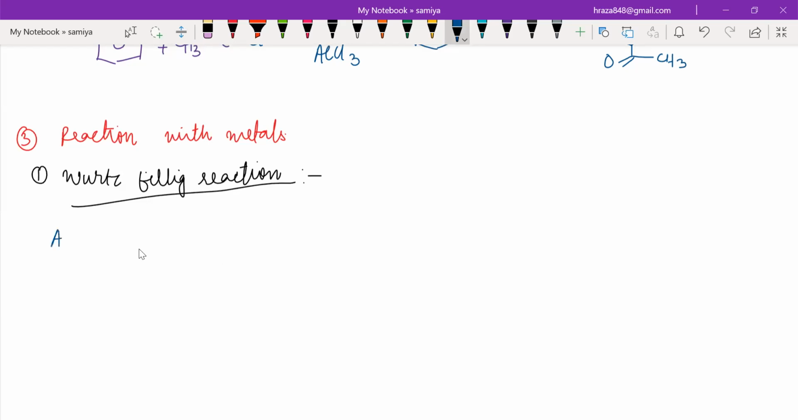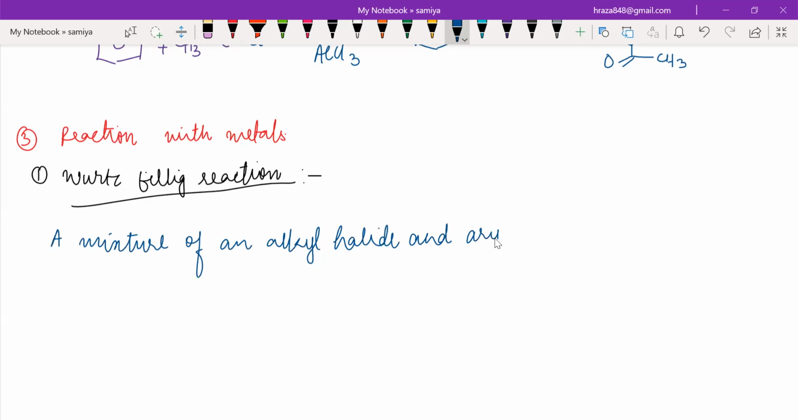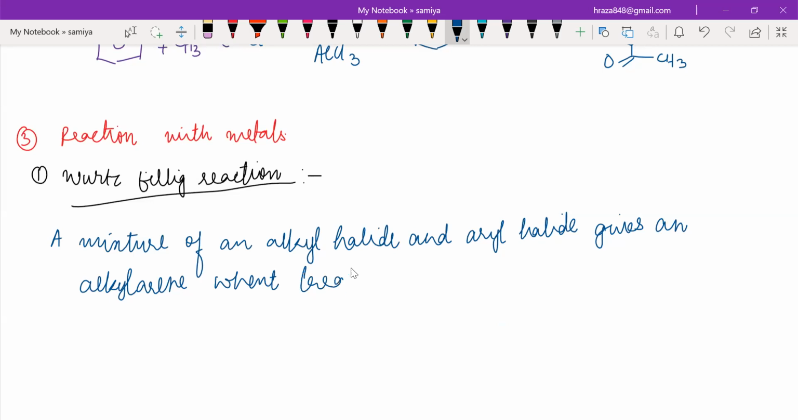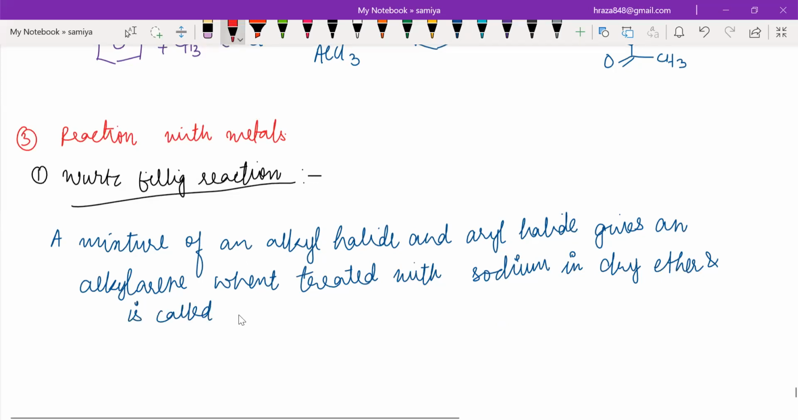So I'm going to write: a mixture of an alkyl halide and aryl halide gives an alkyl arene when treated with sodium in dry ether, and this is called Wurtz-Fittig reaction.